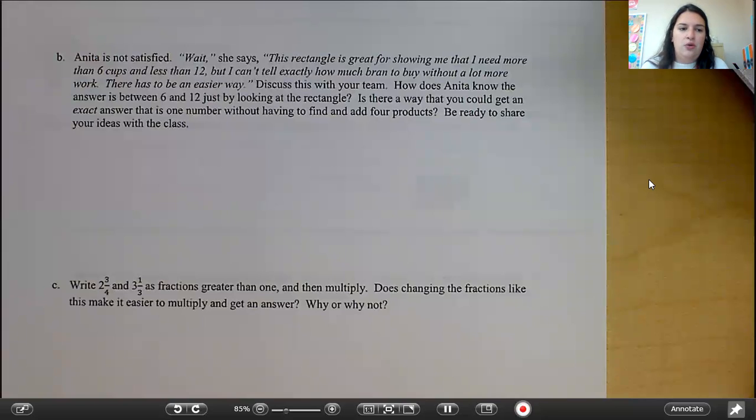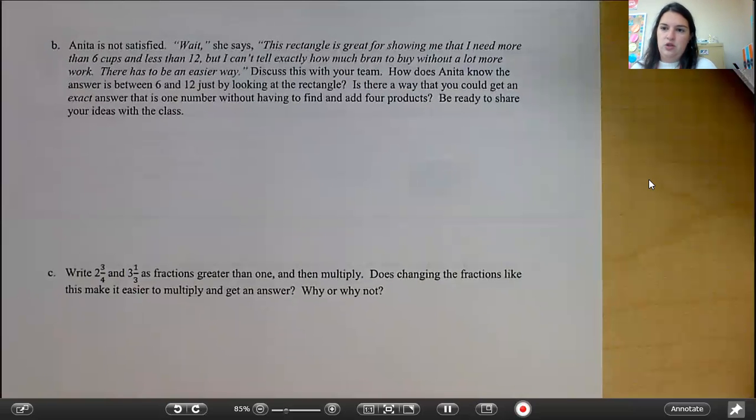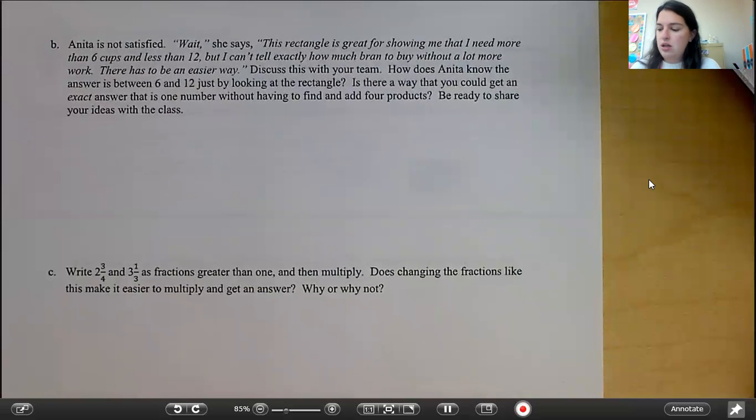How does Anita know the answer is between 6 and 12 just by looking at the rectangle? Is there a way that you can get an exact answer that is one number without having to find and add 4 products? Be ready to share your ideas with the class. So go ahead and pause and answer part B. Okay, if you're back with me, you've answered part B, so it's going to be a discussion.